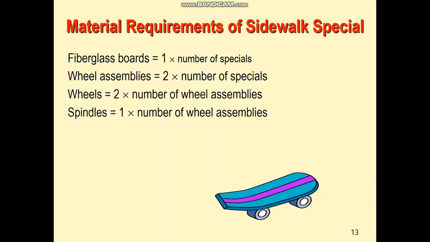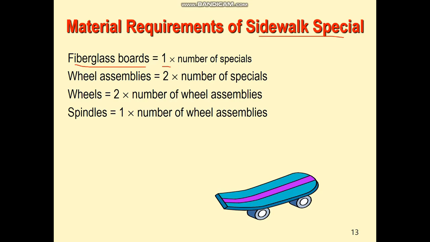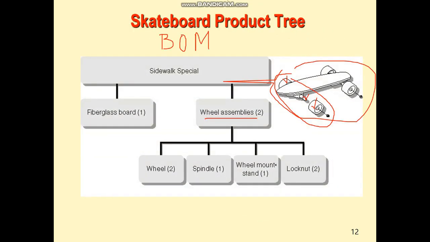So we can determine the material requirements to produce one sidewalk special. Now for the fiberglass board, we need 1 multiplied by the number of sidewalk specials, right? And how can you determine it? It is based on the BOM. I already mentioned earlier, if we need 1 sidewalk special, we need 1 fiberglass board, but if we need 2, we also need 2. So the number of fiberglass boards is equal to the number of sidewalk specials multiplied by 1.